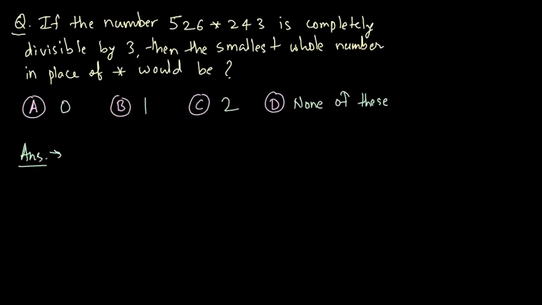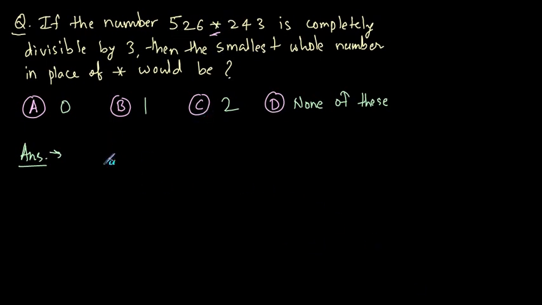So let's now solve this question and see if you have understood the concept or not. So the question is, if the number 526 star 243 is completely divisible by 3, then the smallest whole number in place of star would be. If this complete number is considered and it is divisible by 3, then what would come in place of this star?